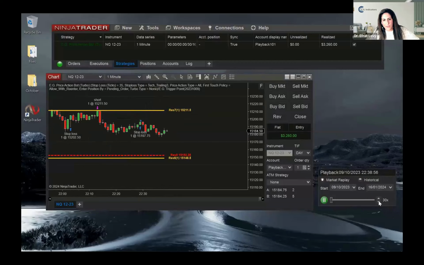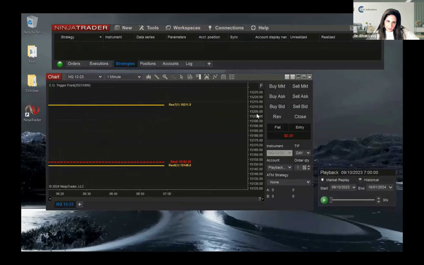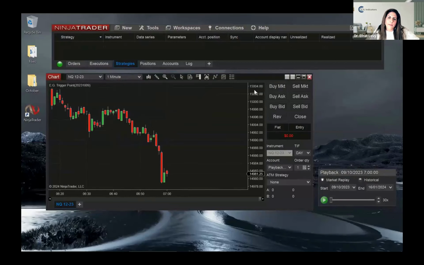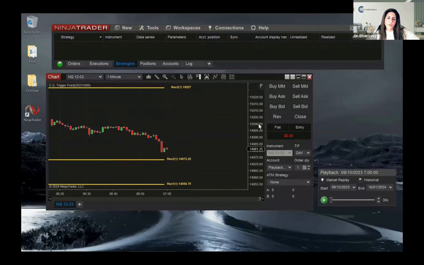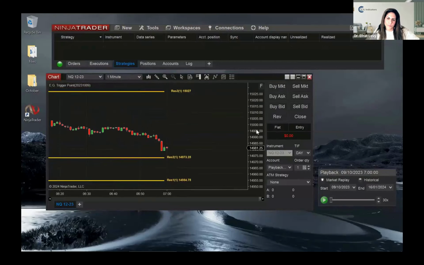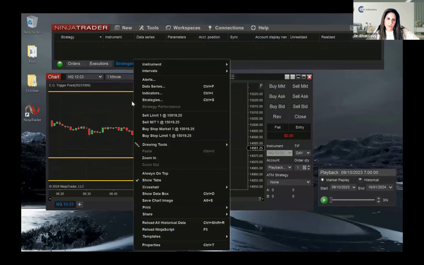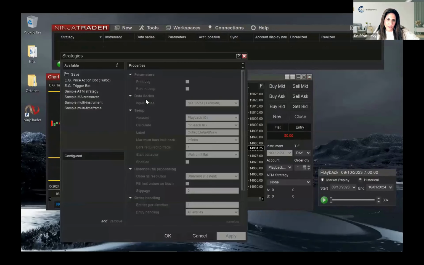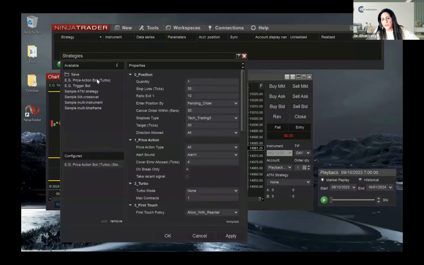And this is the end of the day, the end of the futures trading day. And now I'm going back and I'm going to change a few properties on the bot. So I'm going back with the market replay and I'm attaching the price action bot again. But now what I'm doing is picking another stop loss type.